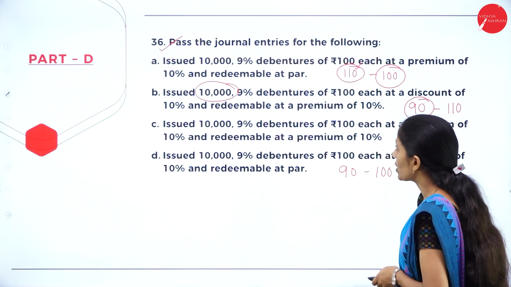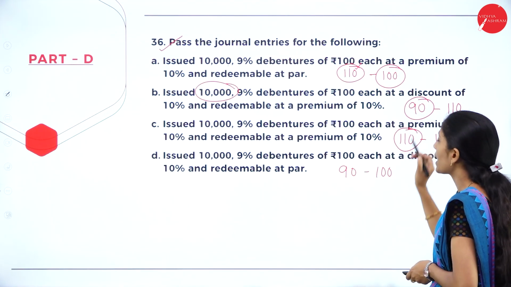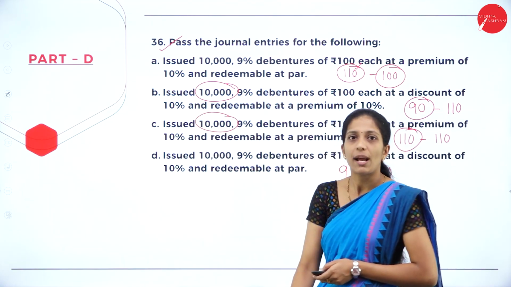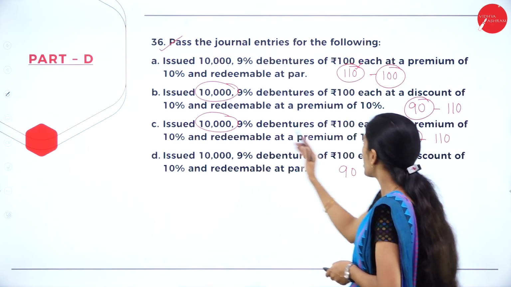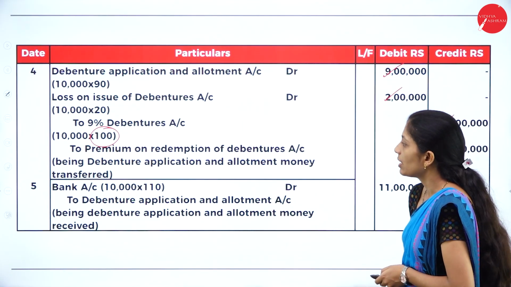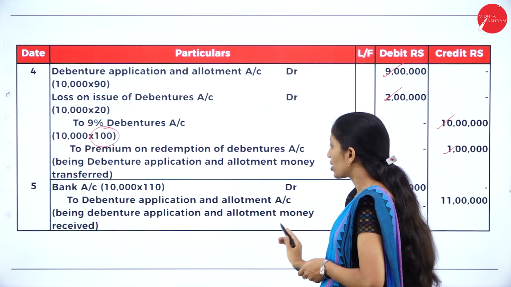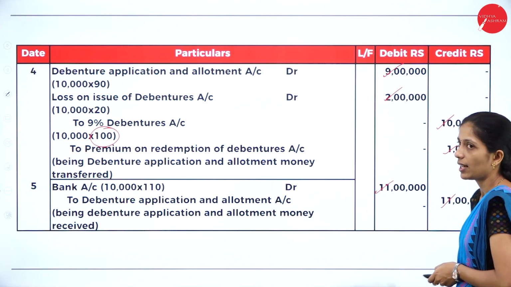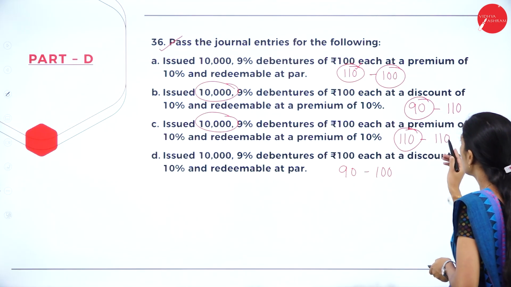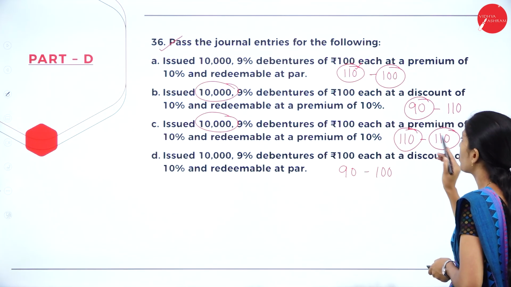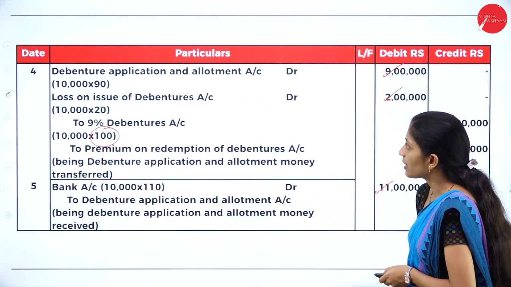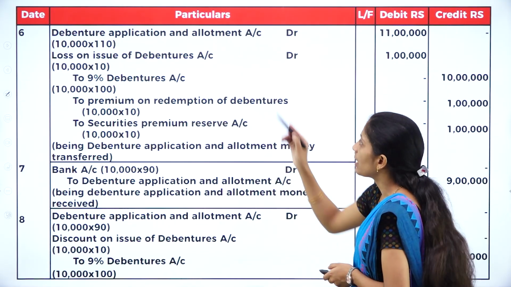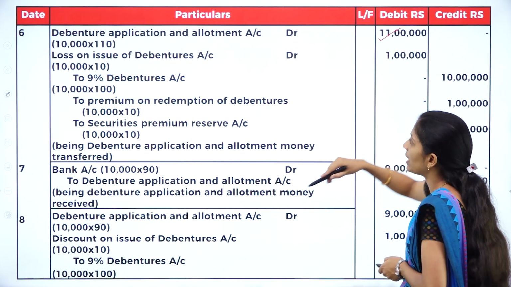Now under third situation, it is issued at premium, correct? So bank account debit to debenture application and allotment account, 10,000 into 110, that is 11 lakh. But how did they redeem? They have redeemed at the premium of 110 only, correct? Then what is the entry? Debenture application and allotment account, 10,000 into 110, that is 11 lakh.